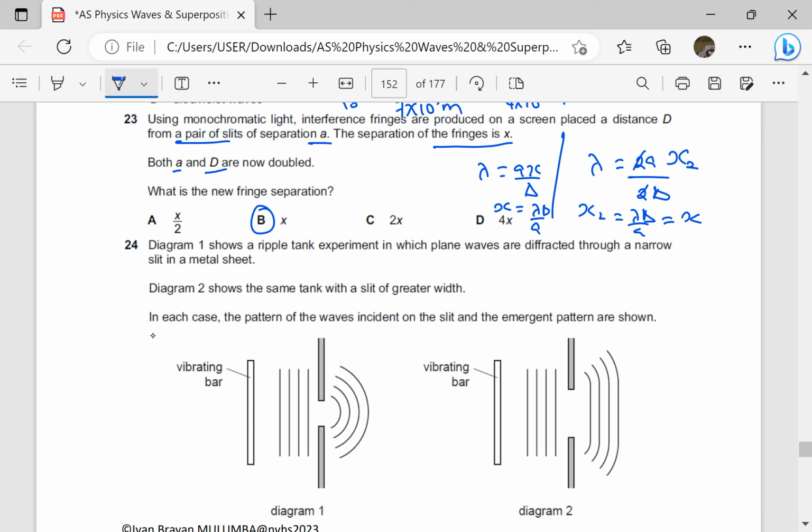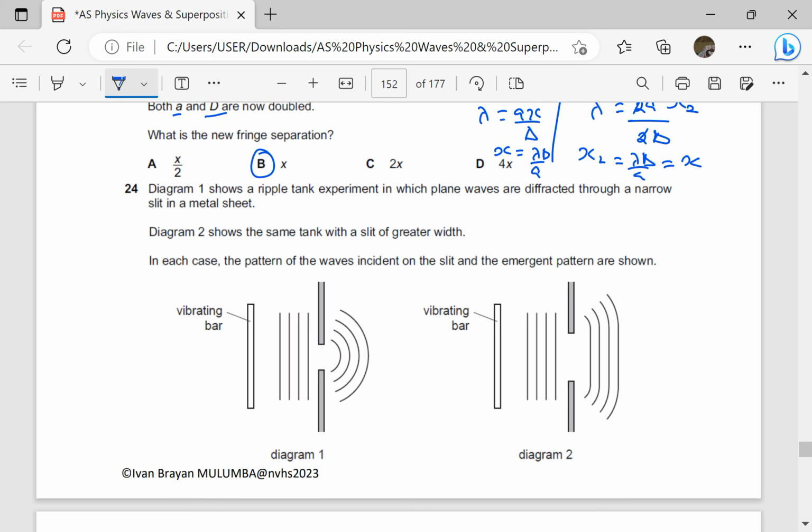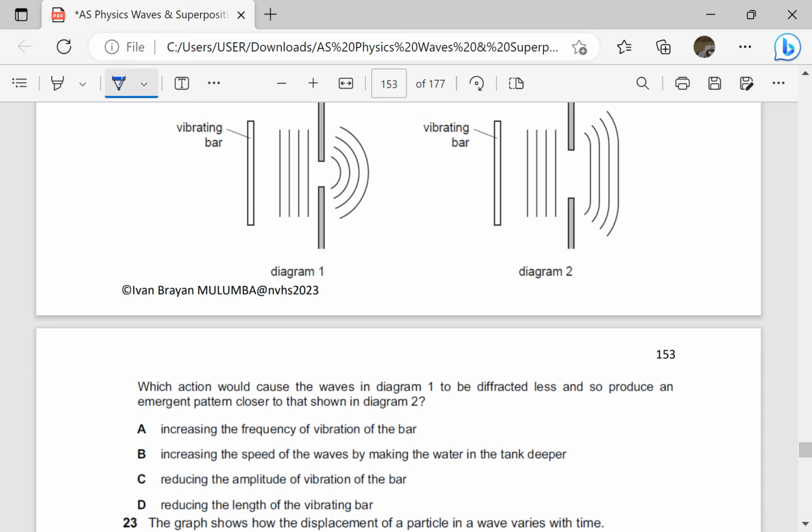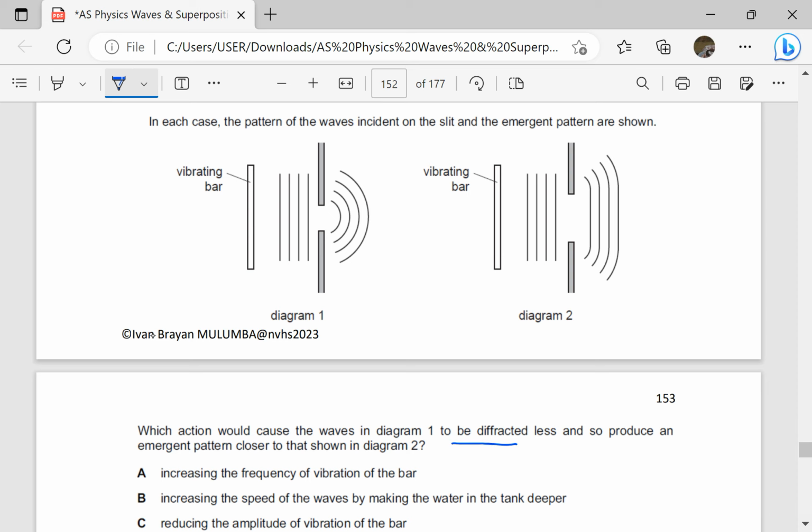Diagram 1 shows a ripple tank experiment in which plane waves are diffracted through a narrow slit in a metal sheet. Diagram 2 shows the same tank with a slit of greater width. In each case, the pattern of waves incident on the slit, and the emergent pattern are shown. Which action would cause the waves in diagram 1 to be diffracted less and so produce an emergent pattern closer to that shown in diagram 2? So notice that the wavelength is the same. When you compare, the wavelength is the same. But we want this pattern here to be closer to this one.